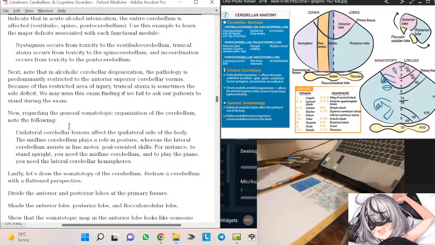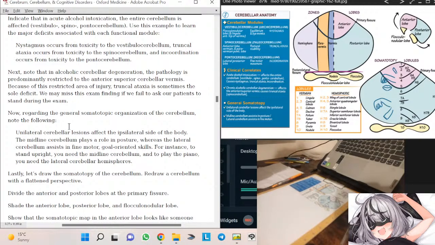Spinocerebellum. We may miss the exam finding if we fail to ask our patients to stand during the exam. Truncal ataxia.